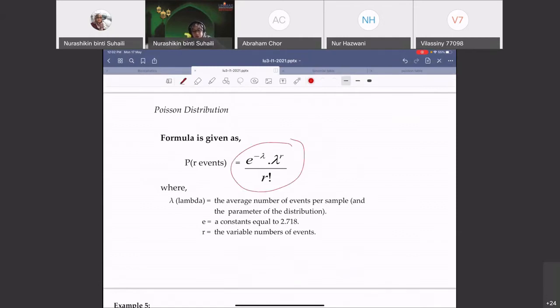Okay, so e is a constant. If you refer to your calculator, there is an e, right? You have to identify from your calculator what e is, because you're going to use it for calculating the distribution under Poisson. So e is a constant, equal to 2.718 if you want to translate it into a constant value. Lambda is this symbol, and it refers to the average number of events, or mean value.